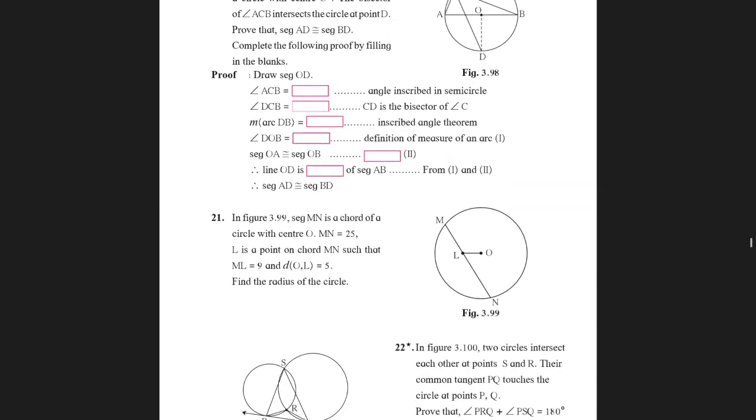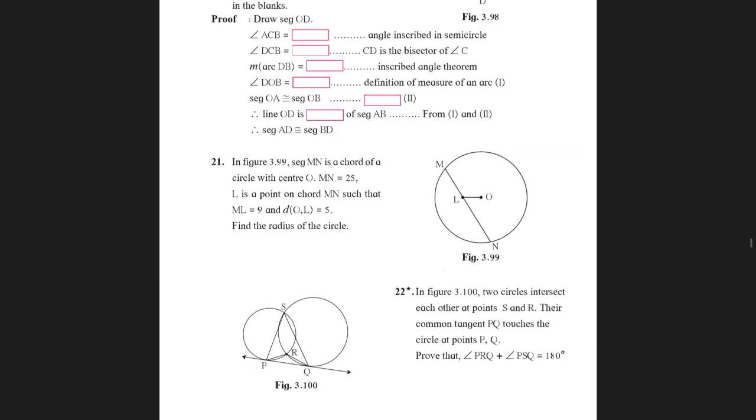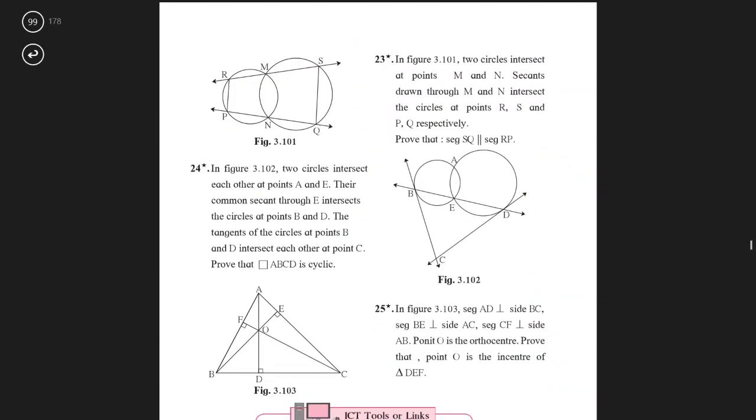Now, question number 21 is based on the portion that is deleted. I think it is not marked in your reduced syllabus, but it can be done only with the theorem of intersecting chords, and that is not being done for you, and therefore question number 21 will not be there for your exam. Similarly, question number 22 also is not there. Now we go to question number 23.